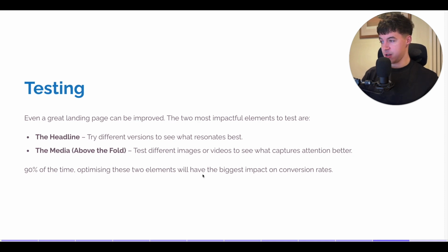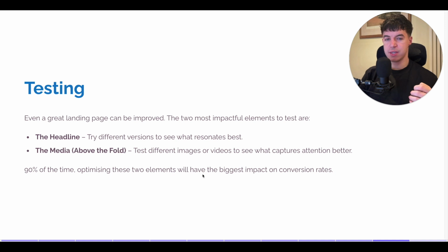So testing, like I've just mentioned, even great landing pages can be improved. The two most impactful elements to test are the headline and the media above the fold. Basically, the fold is anything below the scroll. So above the fold is, as soon as someone clicks, what do they see on their page? That's above the fold. As soon as they scroll down, that's below the fold. But these are the two biggest needle movers when it comes to your conversion results.